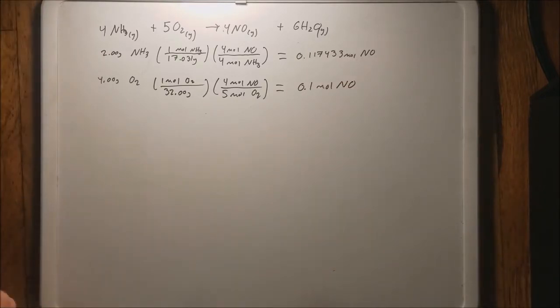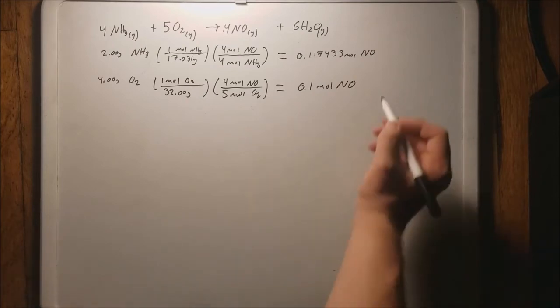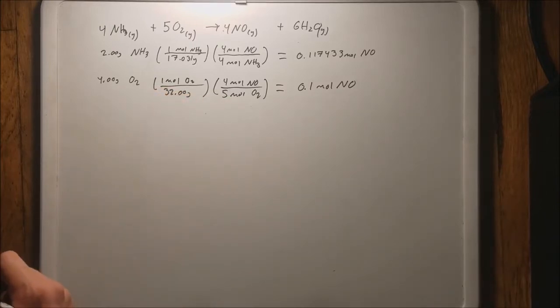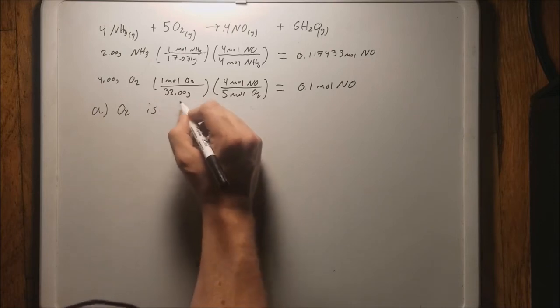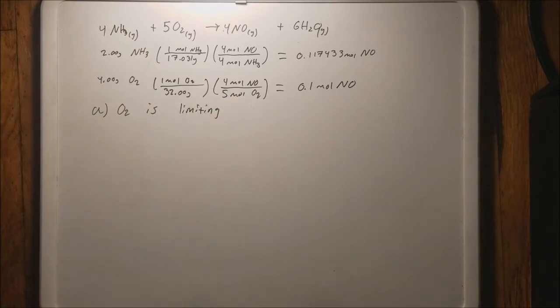Alright, well now that we have our numbers in moles, now it's very easy to tell which is the limiting reactant. We get more of this than this, so the oxygen must be the limiting reactant. So that's our first part. We have our O2 is limiting. So let's move on to the next part.